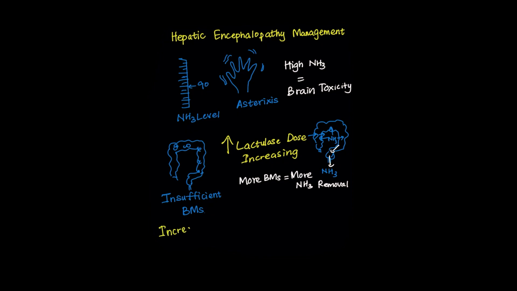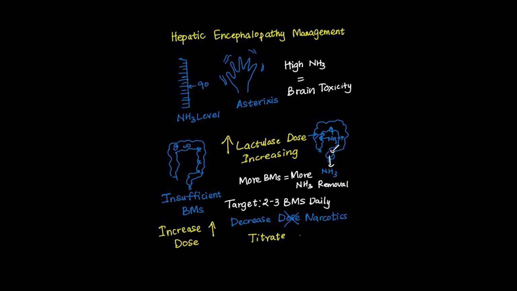The goal remains 2 to 3 soft stools daily for optimal clearance. Decreasing lactulose would worsen encephalopathy by reducing ammonia excretion. Never give narcotics as they worsen mental status and slow gut motility, trapping more ammonia.